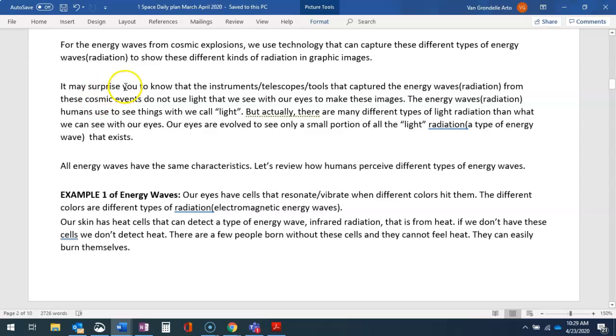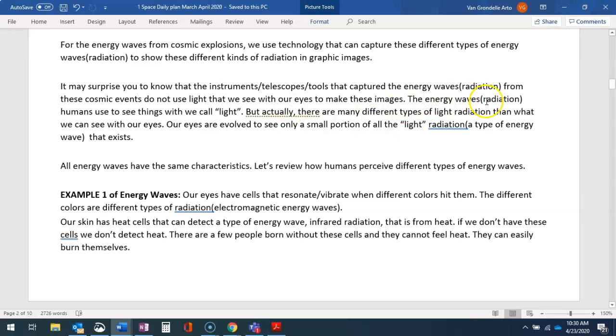Okay, so it may surprise you to know that the tools that captured these energy waves in these images that we've seen in videos do not use light that we see with our eyes. They transform the information they get into light photos that we can see with our eyes. But with the first capturing in the instruments, it is not the light energy that we see. It's other types of light energy, also called electromagnetic energy.